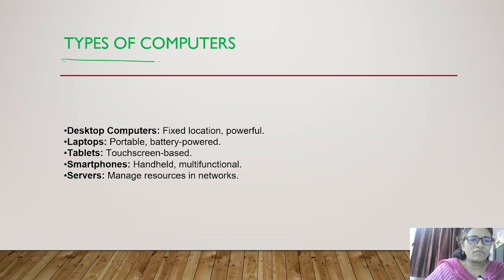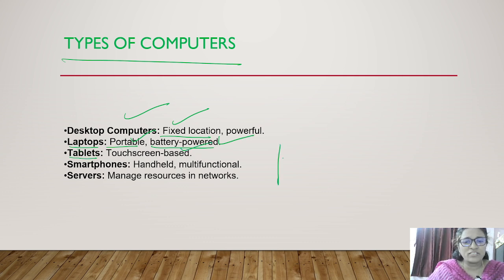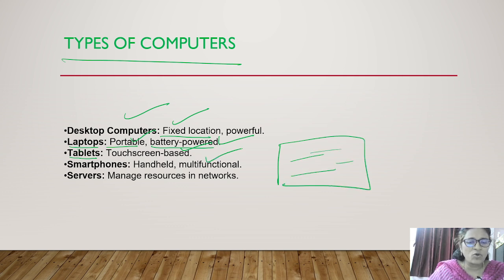What are the different types of computers? Desktop computers, right? What is a desktop? Fixed in a particular location. In our homes and colleges we will use them. Laptops are portable, right? We can carry them and take them any place. They are battery powered. Then there are tablet computers, where we can use the touch screen like this. Smartphones are also types of computers. Servers store large amounts of data. These are the different types of computers.